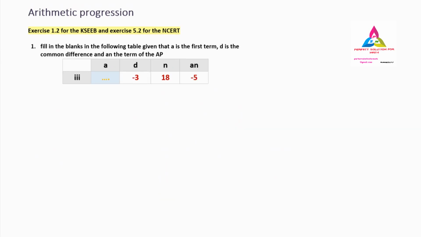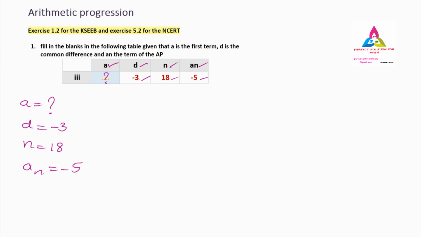Coming to the third question, first main third question. Here again you can see a value is not given, d value is minus 3, n value is 18, and an value is minus 5. So what is given, that we have to write first. So a value is not given, d value is minus 3, n value is 18 and an value is minus 5. That we have to substitute in the formula.